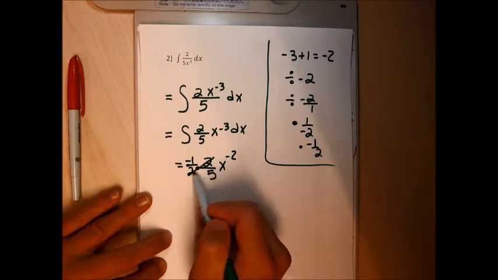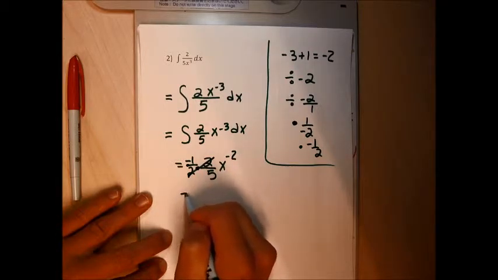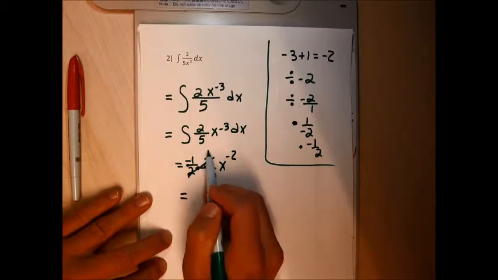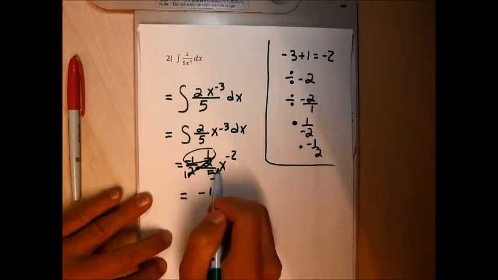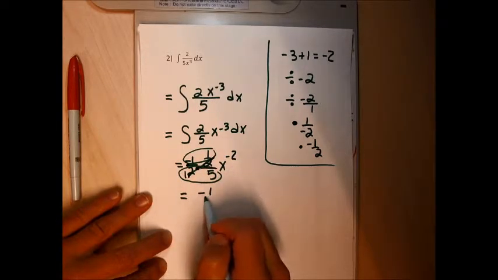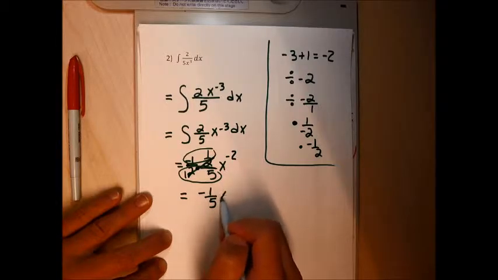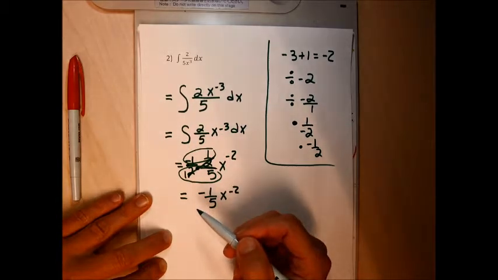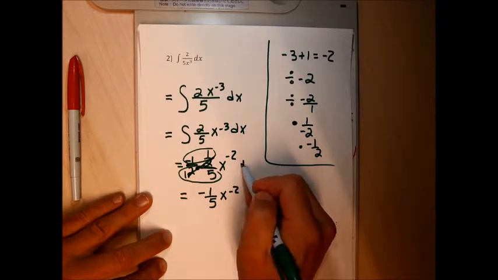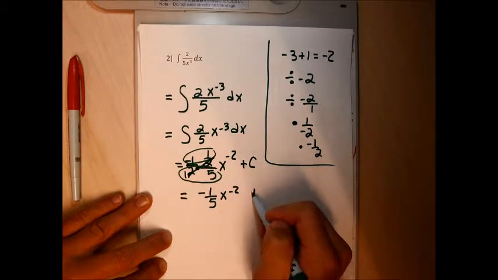Now in this case, my 2's cancel. They become 1's. Technically, I have negative 1 times 1 in the numerator, which is negative 1, and 1 times 5 in the denominator, which is positive 5, times x to the negative 2. When I integrate and there aren't numbers on top and bottom of the integral sign, I always have to put that plus c down. So I'll put that plus c down.